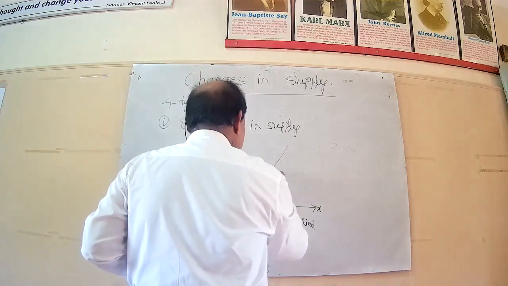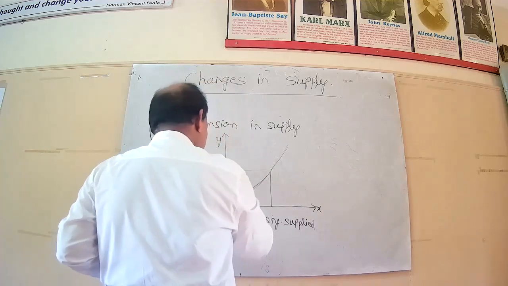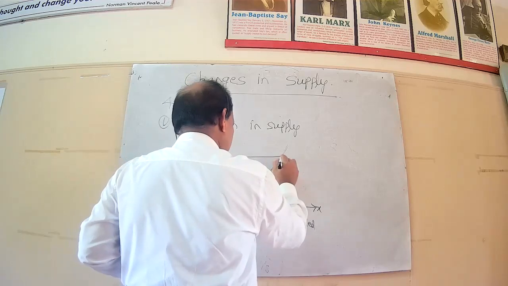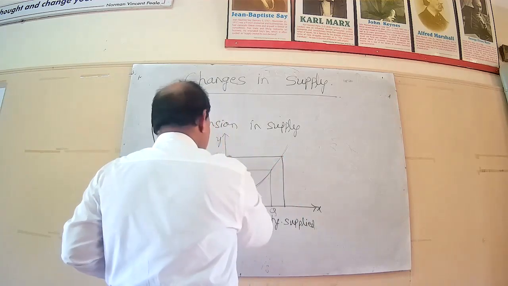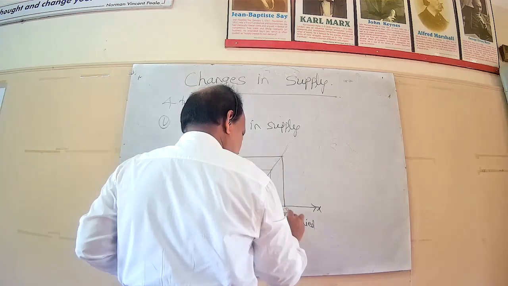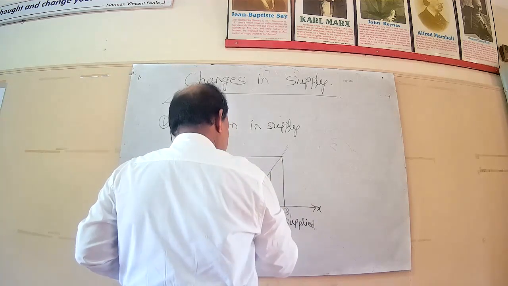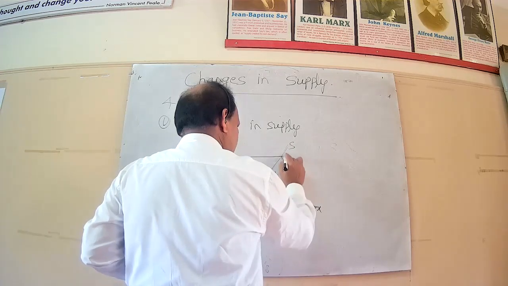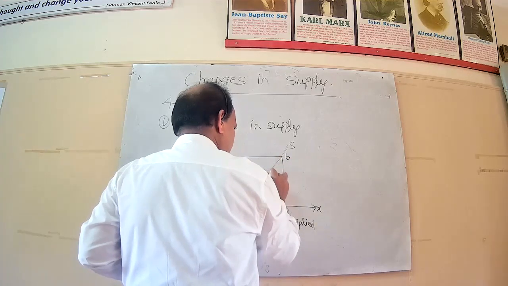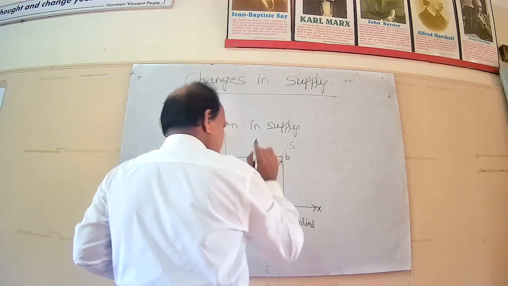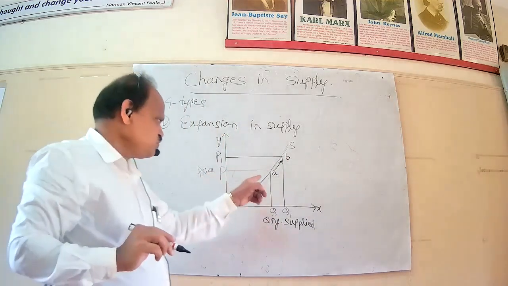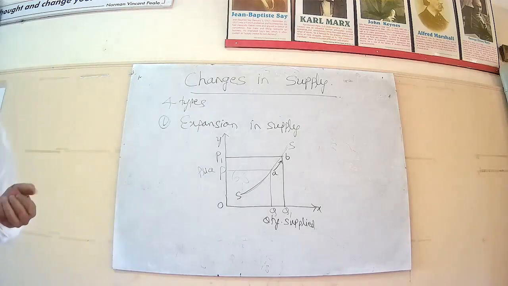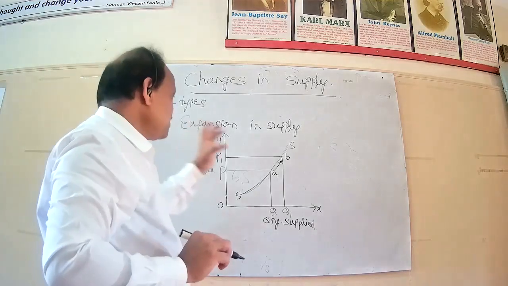When price was at OP level, quantity supplied was at OQ level. When price increases to OP1, the quantity supplied extends to OQ1. This is the supply curve SS. And you can observe the movement on the same supply curve. The movement will be in the upward direction from A to B. So this represents the expansion or extension in supply.